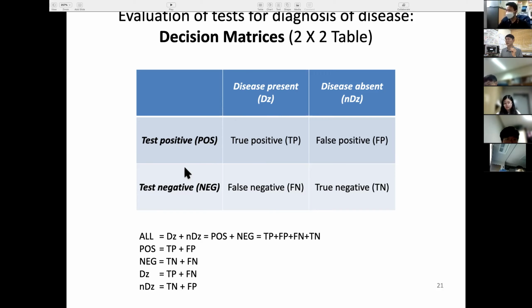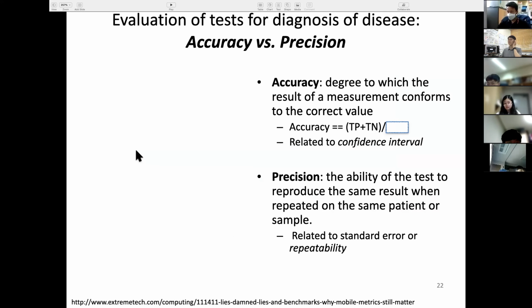but this is how test positive and negative is defined, and all different disease and non-disease, or it can be defined as all the positive and negative, as all positive means true positive, false positive. Disease, now you can see, is composed of true positive and false negative. Likewise, hopefully this makes sense.